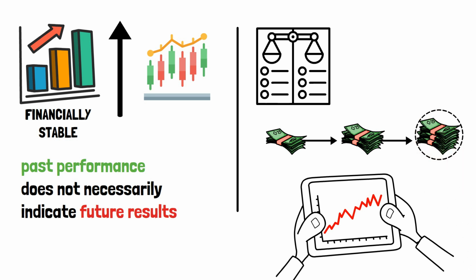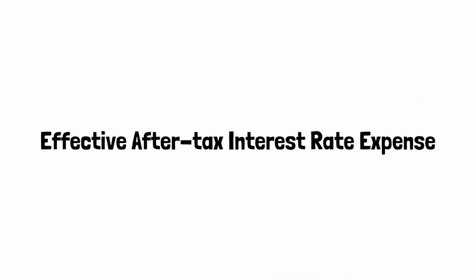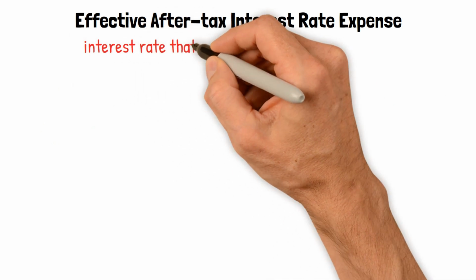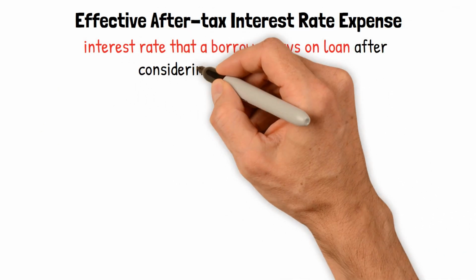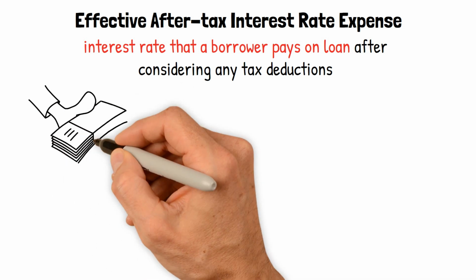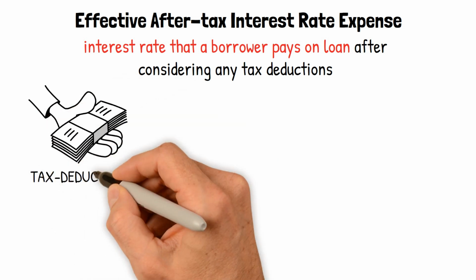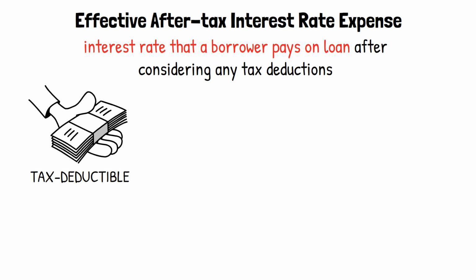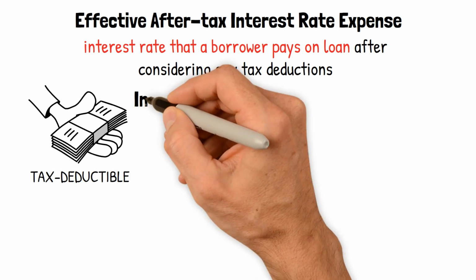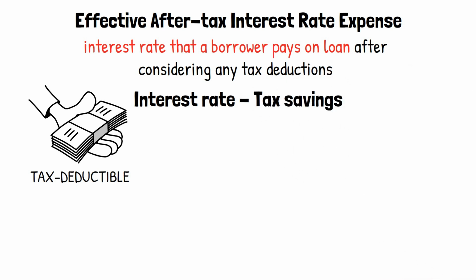Effective after-tax interest rate expense. The effective after-tax interest rate expense is the interest rate that a borrower pays on a loan after considering any tax deductions for which the borrower may be eligible. When a borrower pays interest on a loan, the interest expense may be tax-deductible, reducing the actual borrowing cost. The effective after-tax interest rate expense is calculated by subtracting the tax savings from the interest rate.